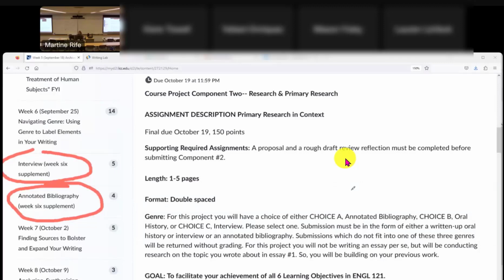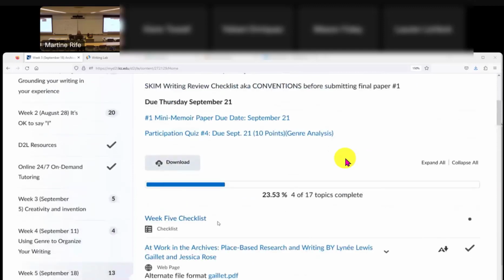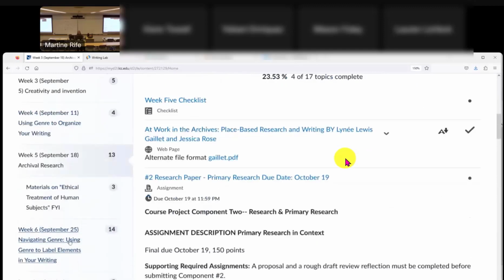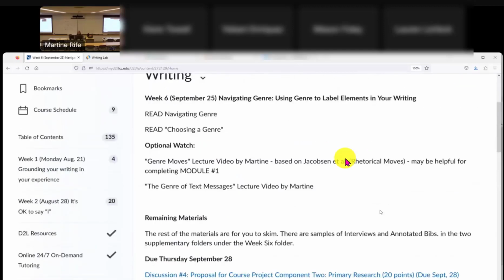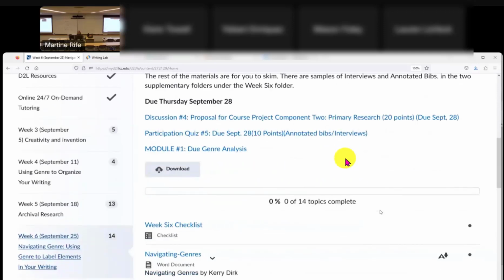What do they do? We are going to be talking at length next week about what are the requirements for an annotated bibliography? What are the requirements for an interview? How do I set it up? How do I write it, etc.? So we're going to be talking at length about that. And in the week 6 folder, there are a lot of instructional material.